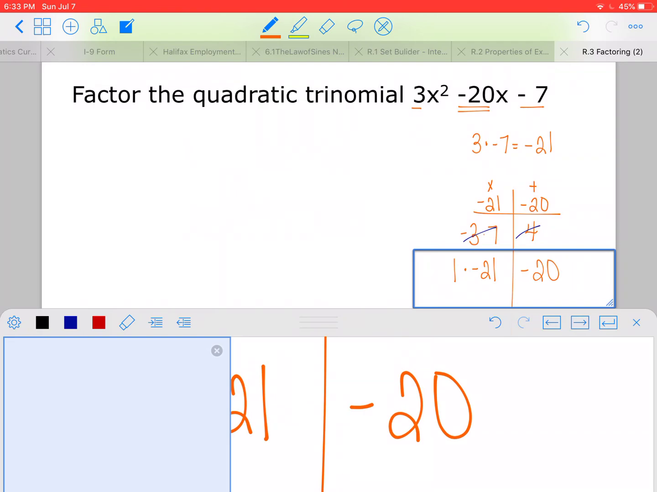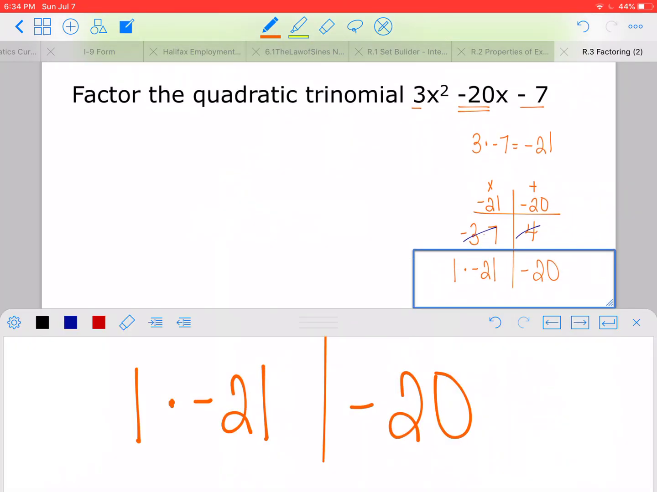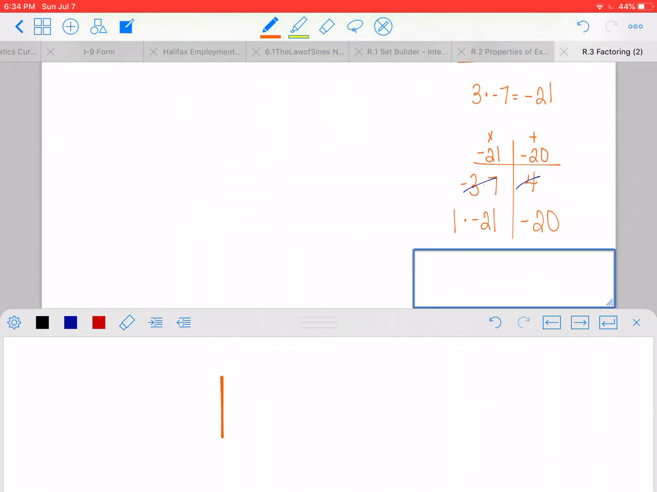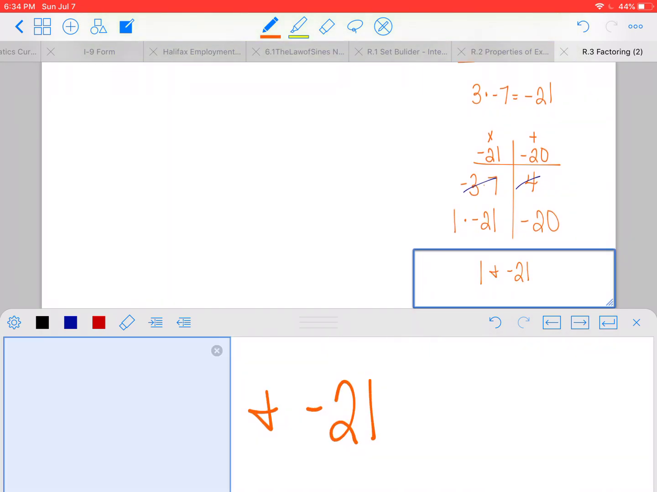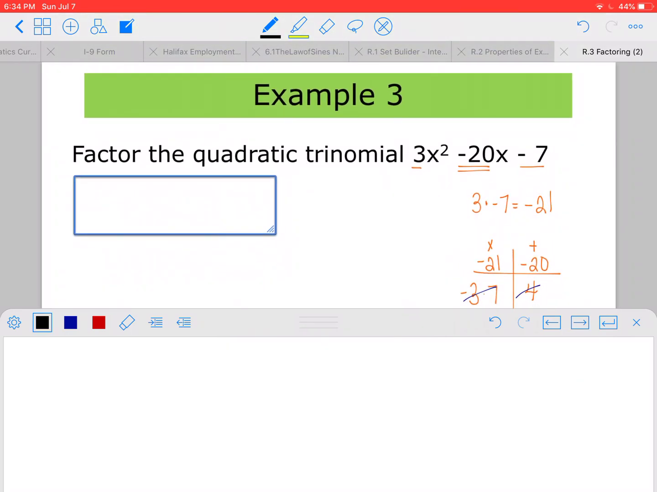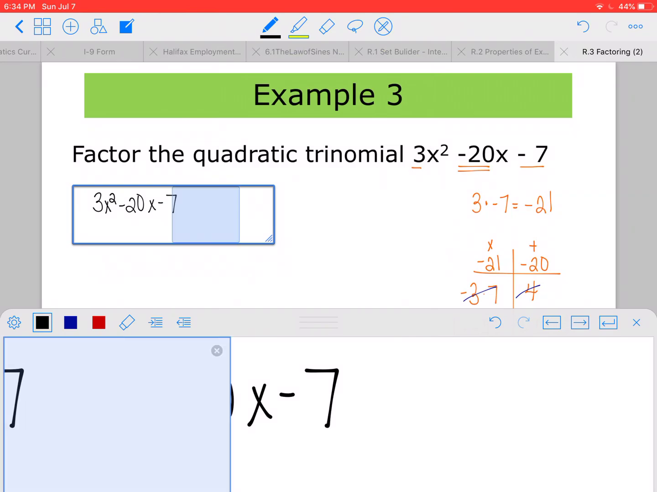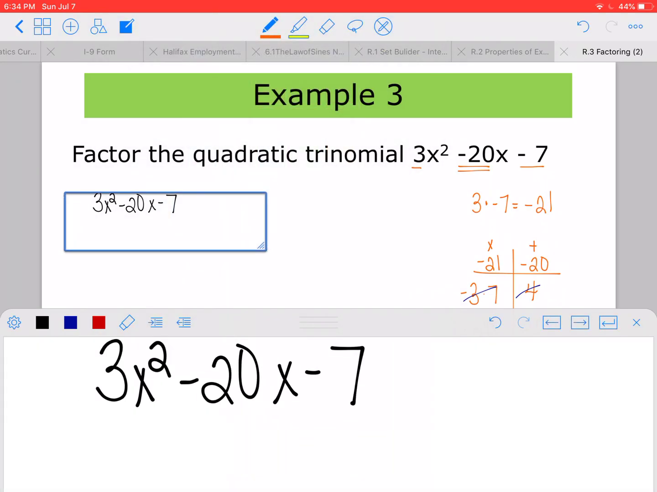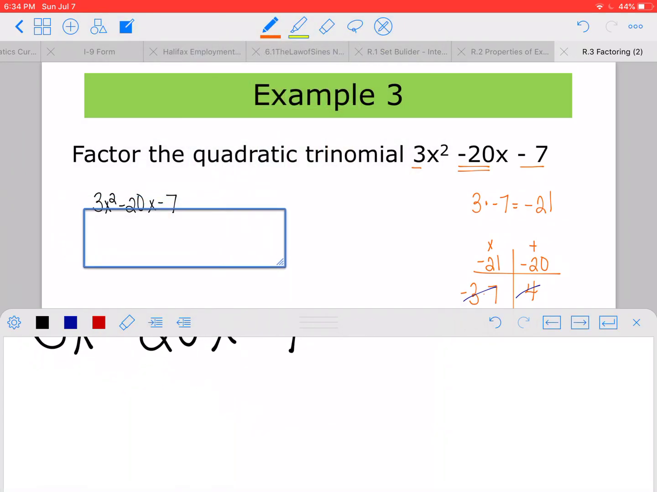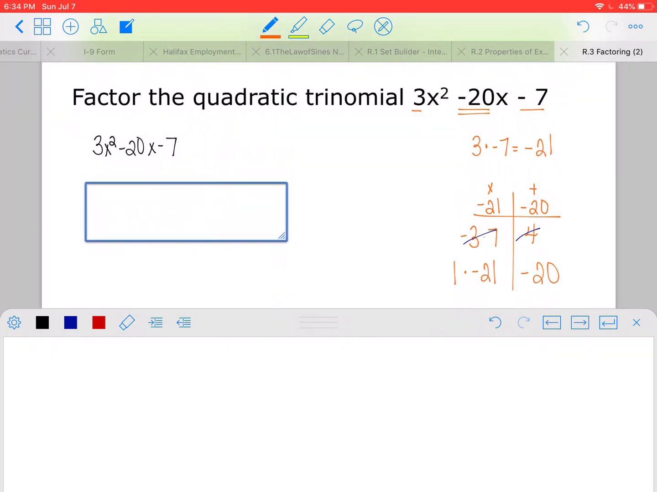So that means that the numbers that we're going to use are 1 and negative 21. So what do we do with that? Our original expression is 3x squared minus 20x minus 7. What we're going to do is put that 1 and negative 21 in the place of the negative 20x.